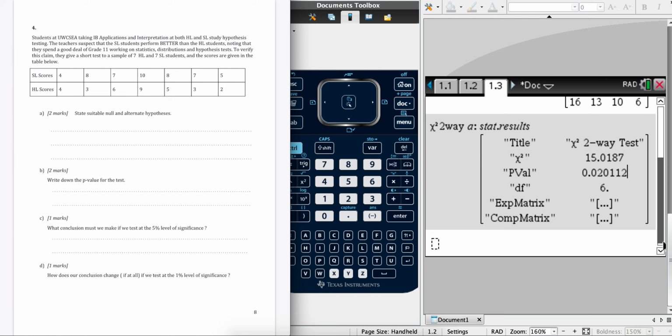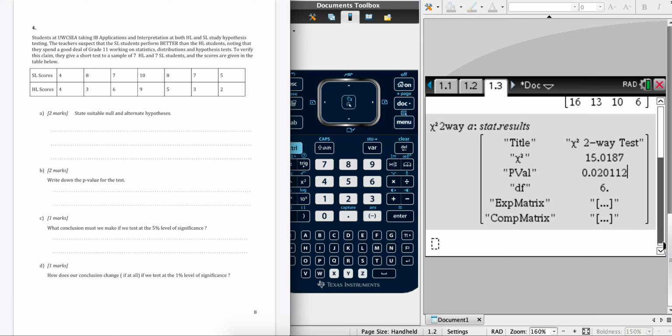Okay, so question 4, it doesn't specifically tell us what it wants us to do here, so you've got to work out which statistical test you're going to use. So you've got two different groups of data, the HL and the SL, and you're going to do some sort of hypothesis testing, like your chi-squared or your t-test. And you're looking to see if the SL perform better than the HL students or not.